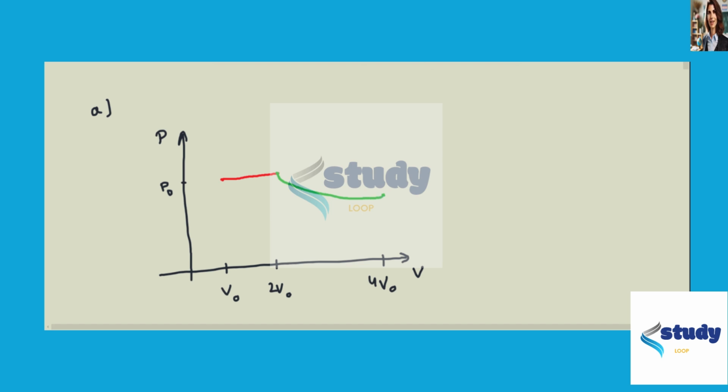So two processes. First process here, and the second process here. You can also say this is point 1, point 2, and point 3. And this is for part A of this problem, to sketch the pressure-volume diagram.